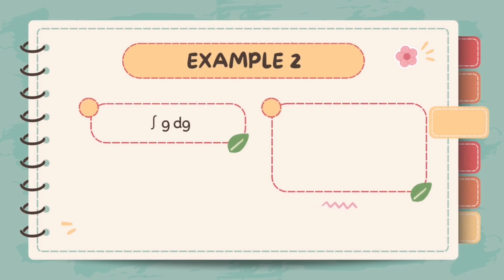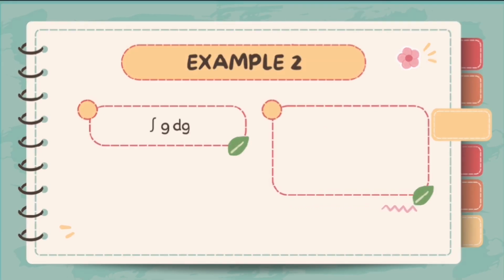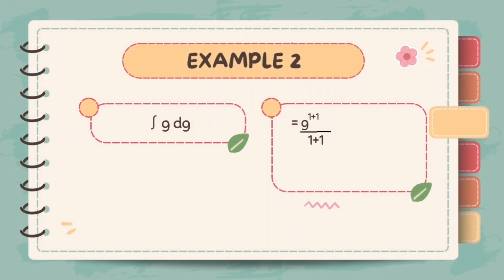Next, we have the integral of g dg. In this case, you might be wondering why am I trying to integrate this when it doesn't have any exponent. You cannot see any exponent, right? But the truth is, g has an invisible exponent which is equal to 1. Applying the power rule, we will have g raised to 1 plus 1 over 1 plus 1. Then it will be equal to g raised to 2 over 2 plus our arbitrary constant, which is letter C. As simple as that.